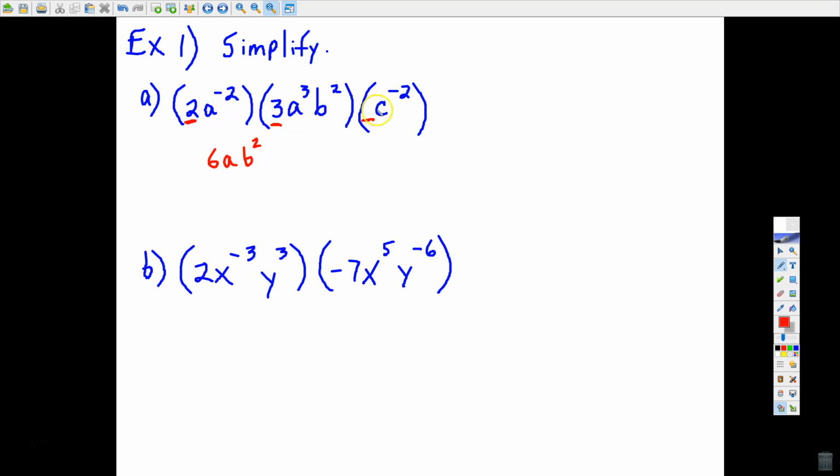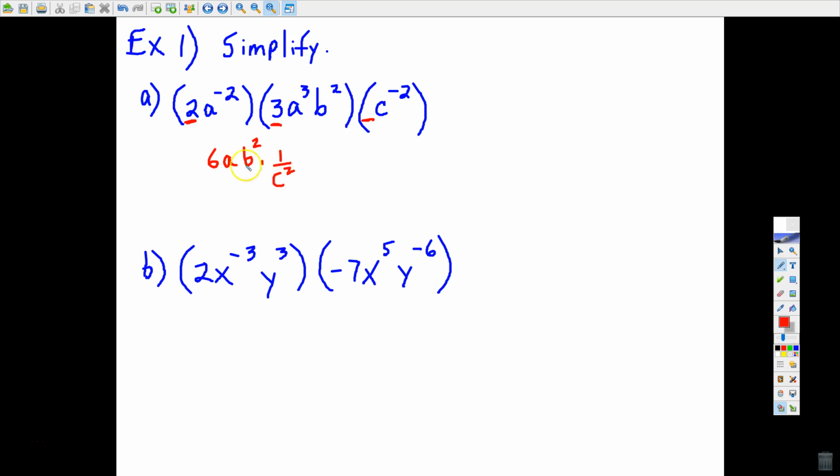And then when I look over here at the c term, I notice that it has a negative exponent. All of this is being multiplied together, 6 times a times b squared times c to the -2. But remember, negative exponents have to be changed, and c to the -2, if I write the reciprocal of c, I'm going to write 1 over c. And then I change the exponent to positive.